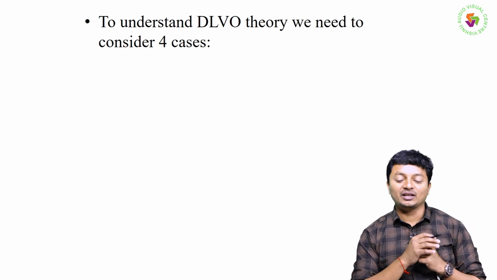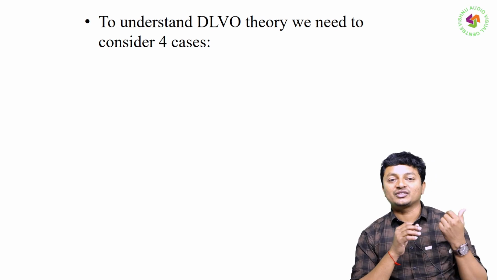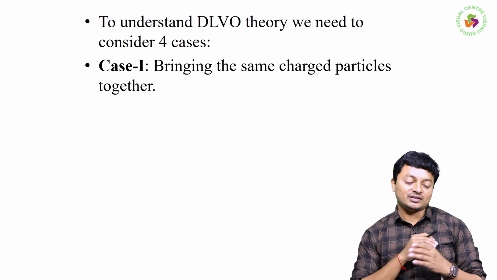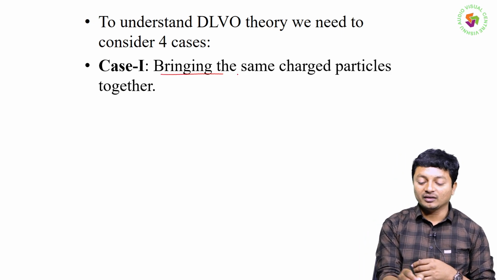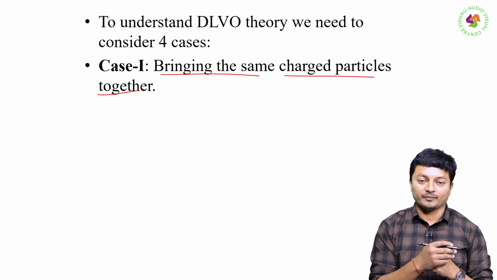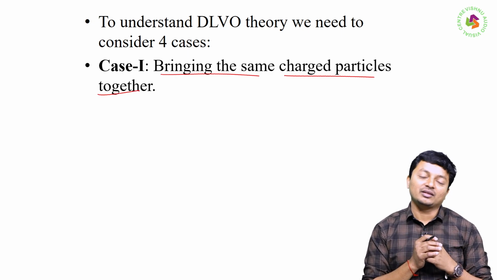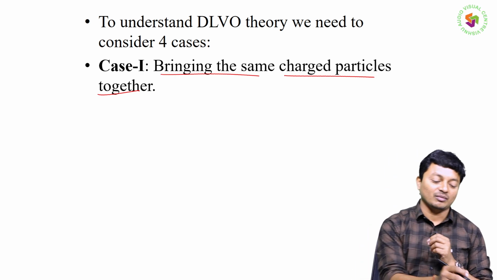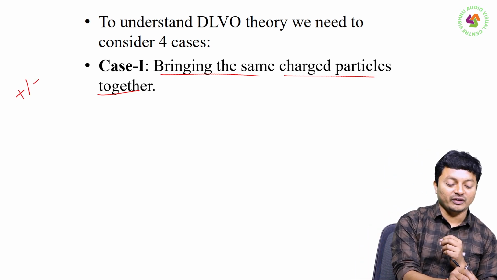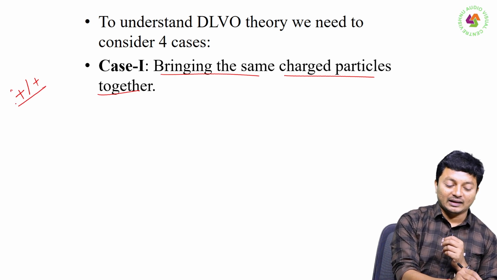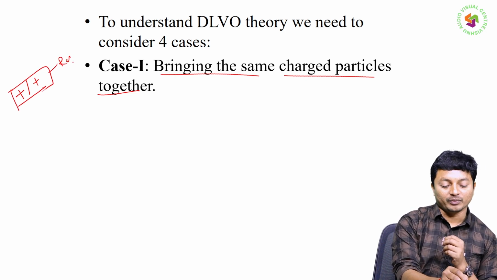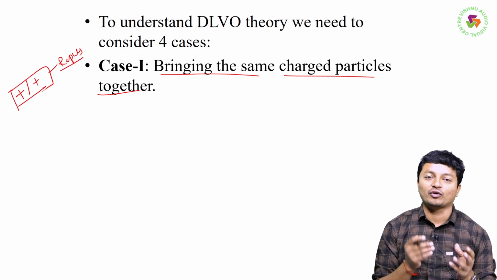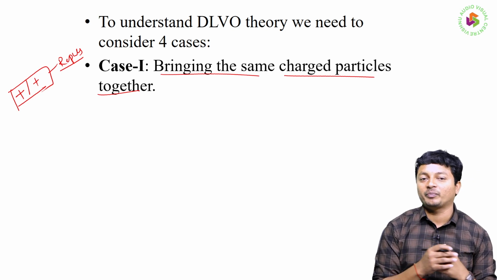To understand this DLVO theory in detail, we need to consider four cases. The first case is bringing the same charged particles together. So obviously, what will happen when we are trying to bring the same charge together? That means we have taken positively charged and positively charged. Will they attract or repulse? Obviously they repel each other. They won't come together, and they cannot form flocculation or precipitation.